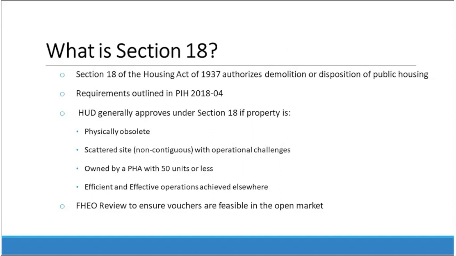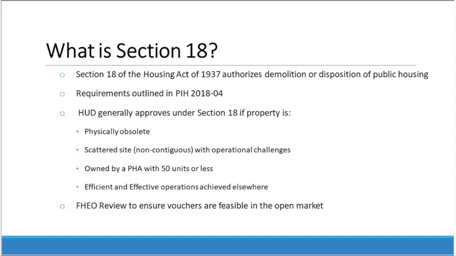Generally, HUD will approve Section 18 under a couple of scenarios. First is if the property is physically obsolete. Physically obsolete is defined. There's a definition of the types of things that you can quantify, and then there's an approach to how you calculate what the dollar threshold is to define obsolescence. We'll talk about that in a bit.